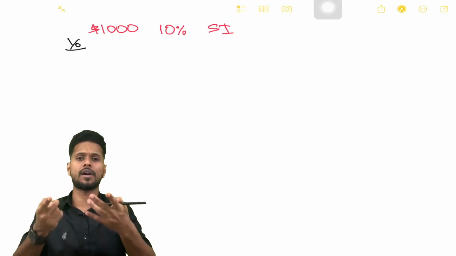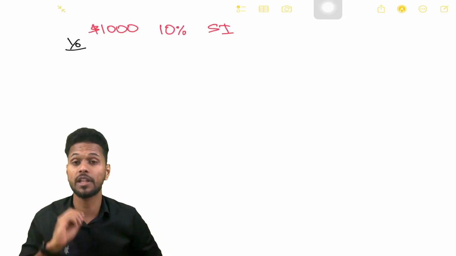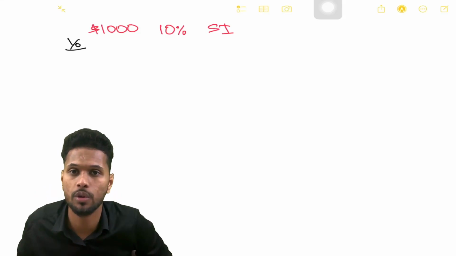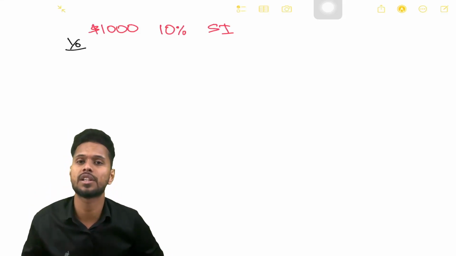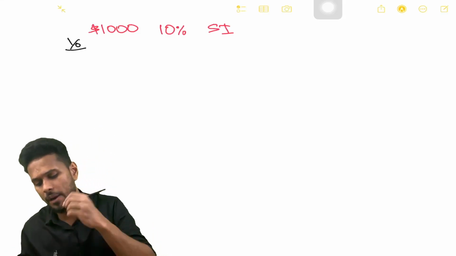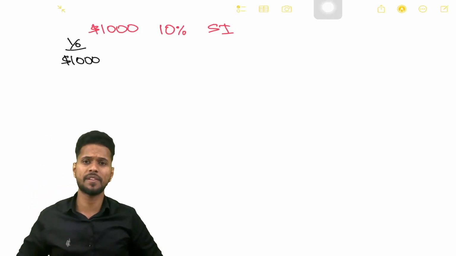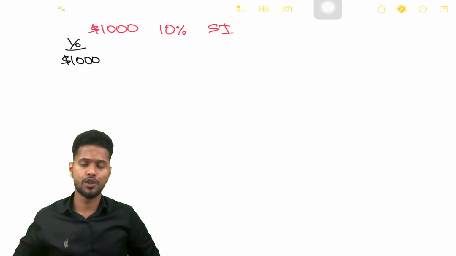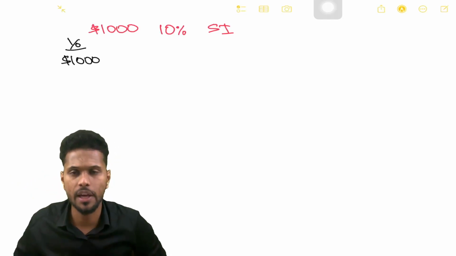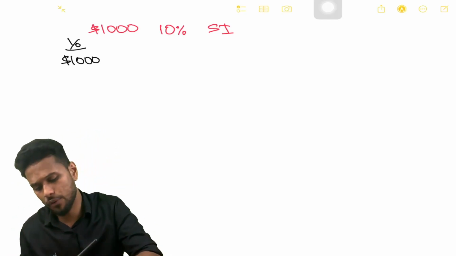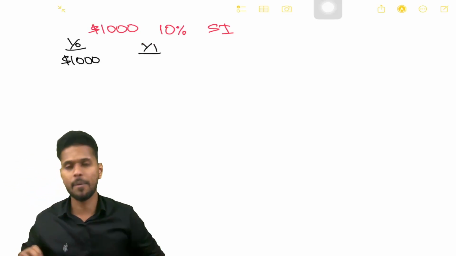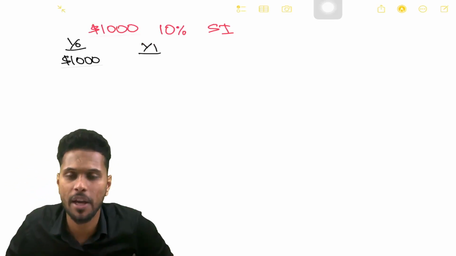So now I'm depositing $1,000 in a bank. That bank gives 10% interest, and the interest is simple interest. So now my bank account balance is $1,000. The present situation is represented by year zero. Today is denoted by year zero. So after 1 year, that is in year one, how much is my account balance?